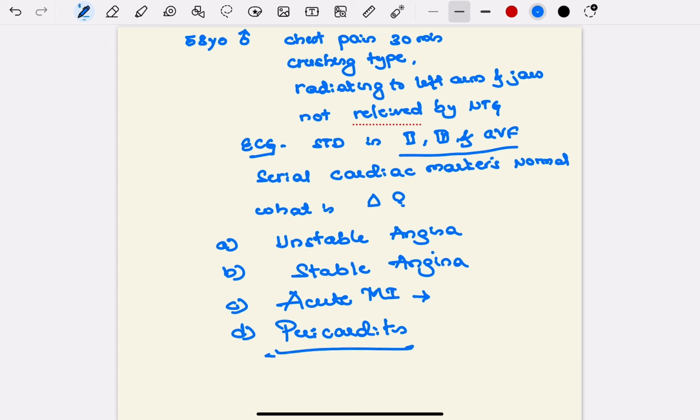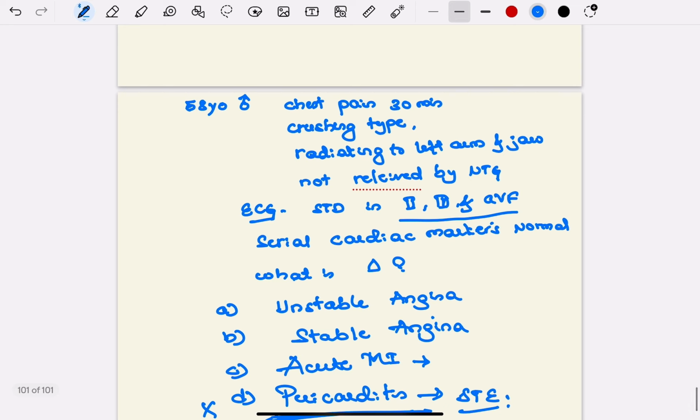Let's come to option D, pericarditis. As we know, one of the causes of ST elevation is pericarditis. That is global ST elevation, which means all the 12 leads will show ST elevation in pericarditis. That's why option D is ruled out, because the question mentions ST depression.